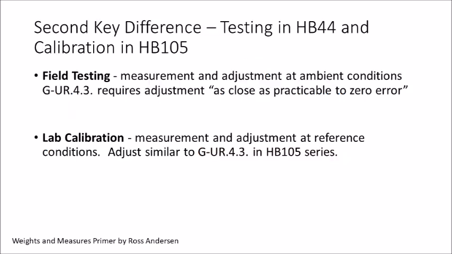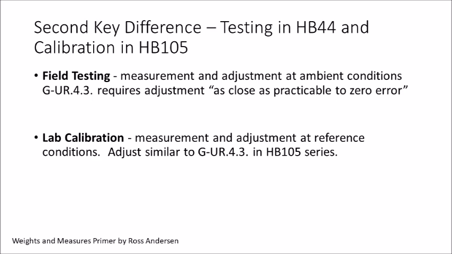There is a second key difference between testing in Handbook 44 and calibration in Handbook 105. And that is in field testing, measurement and adjustment is made at ambient conditions. And GUR 43 requires adjustment as close as practicable to 0 error. That means at ambient conditions.